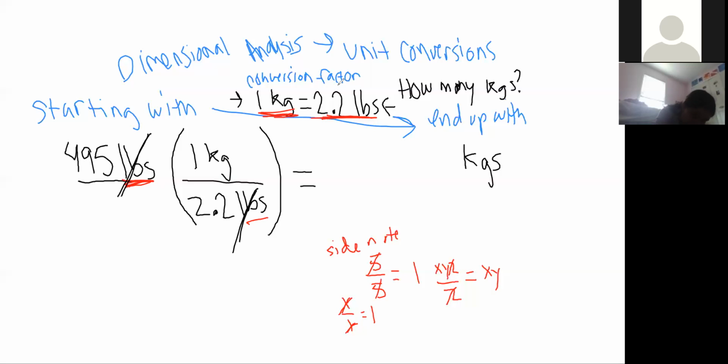These pounds cancel out. I have 495 times 1 kilogram over 2.2. You can type in your calculator 495 times 1 over 2.2. That will give you the right answer. Or you can recognize that if this is on the top of the fraction and this is on the bottom of the fraction, it would be 495 divided by 2.2. So on your calculator, type in 495 divided by 2.2 because the 495 is on the top and the 2.2 is on the bottom.